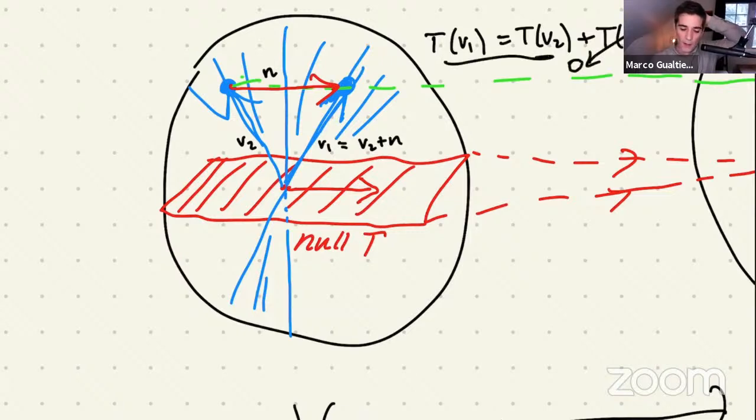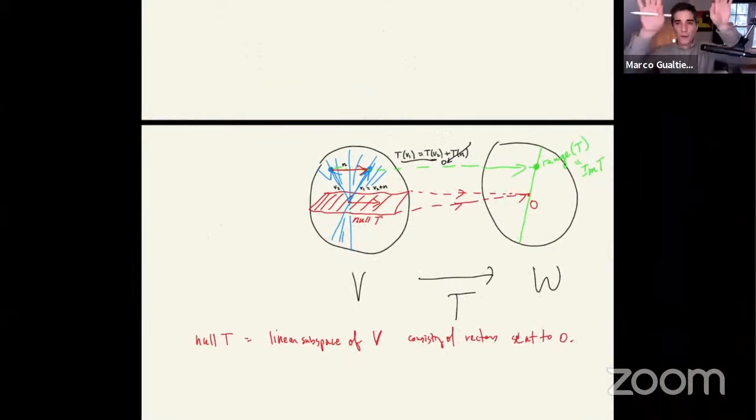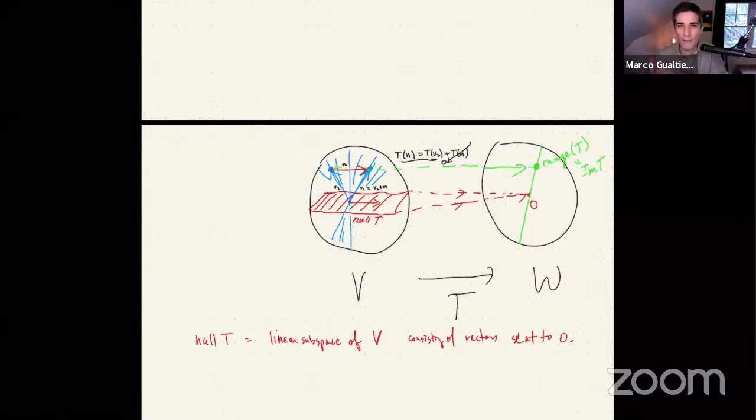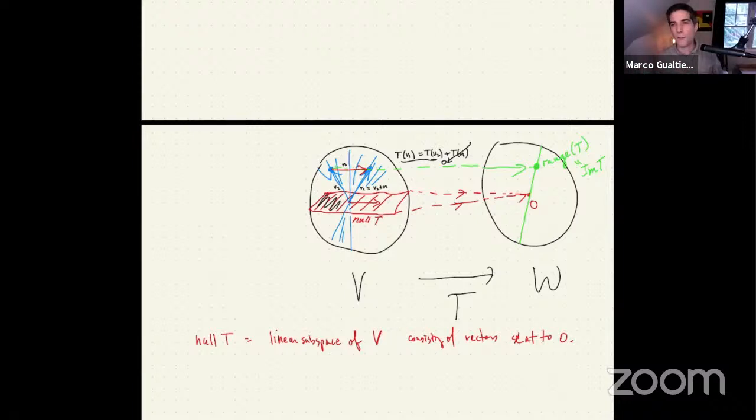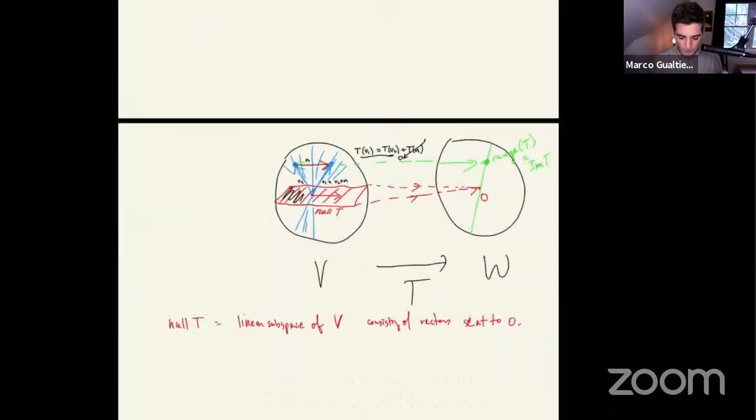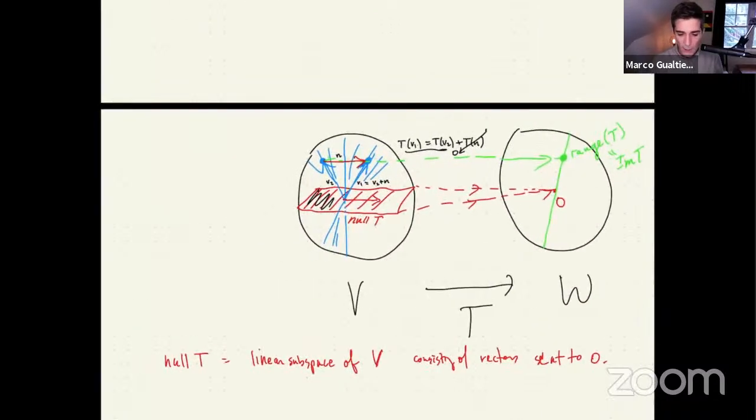So you see that if you have two vectors which differ by something in the null space, then they're going to be treated the same way by T. T is not going to know the difference between them, because T doesn't know anything about this null space. Everything in the null space is just sent to 0, so for all intents and purposes, it's the same value as 0. Okay, so what does that tell you?